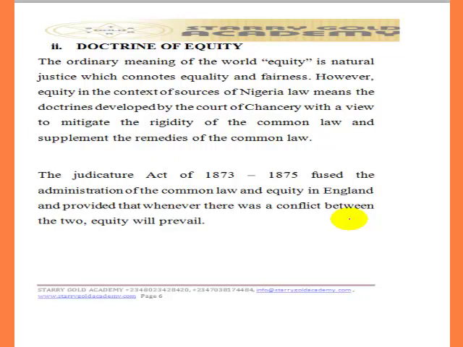But the Judicature Act of 1873 to 1875 combined the administration of common law court and that of equity. So it means that the administration became one. So where one gets to court as at that time depends on the type of matter. So the court may decide to use either common law or equity to decide his case. So that was then.